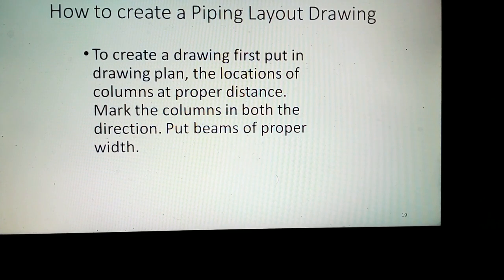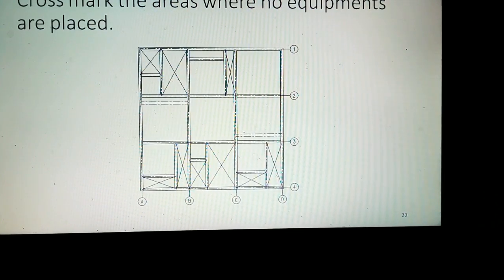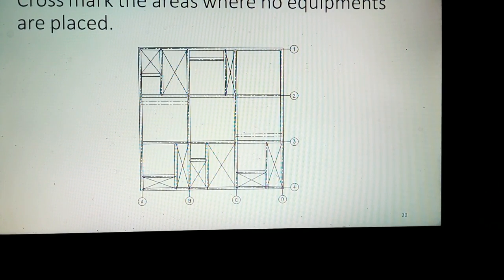How to create a piping layout drawing. To create a drawing, first put in drawing plan the locations of columns at proper distance. Mark the columns in both directions. Put beams of proper width. Cross-mark the areas where no equipment are placed.